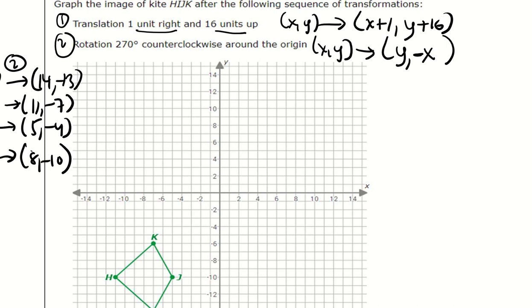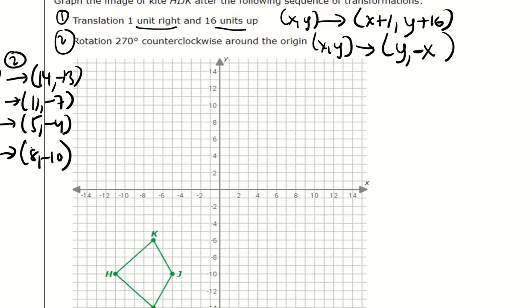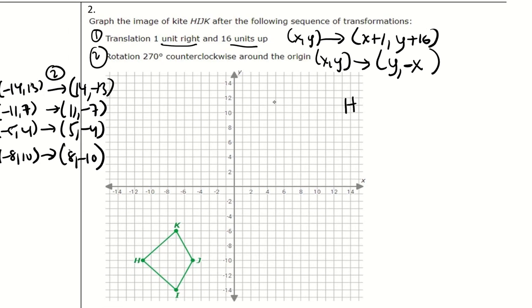All right. So we're going to go ahead and do that. We have kite HIJK. I should probably not do it on the graph just in case the shape goes there. So let me get rid of those. Let's do it over here.